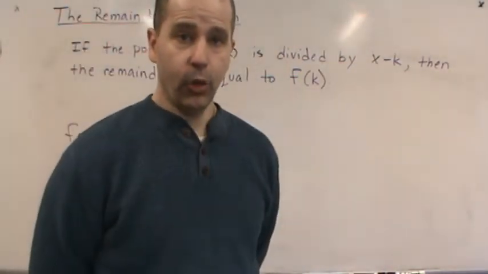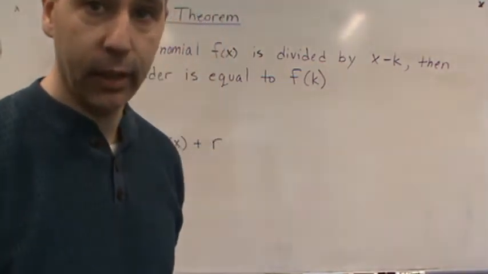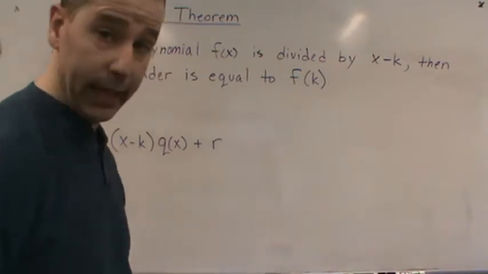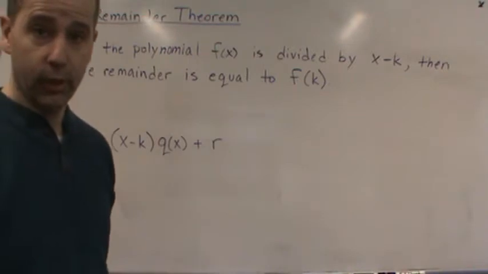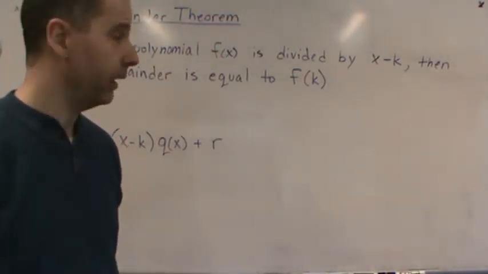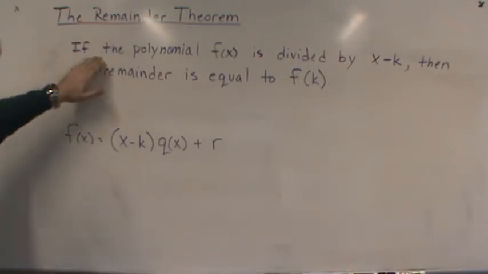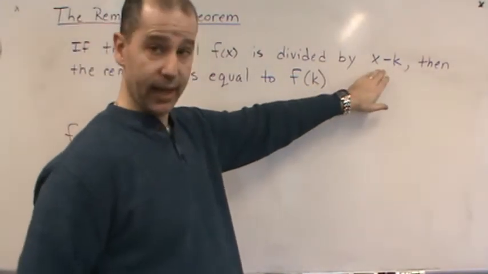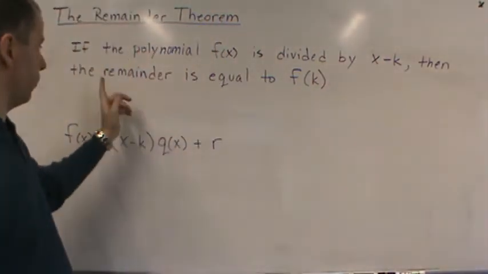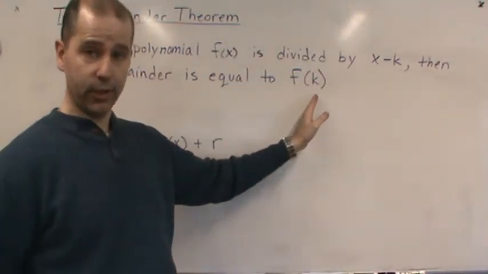Okay, so what we're going to talk about now is the remainder theorem. What we're going to look at is how we can use a theorem to help solve and evaluate functions. The remainder theorem says this: if the polynomial f of x is divided by x minus k, then the remainder is going to be equal to the function evaluated at k.